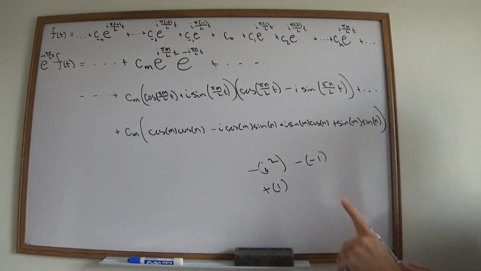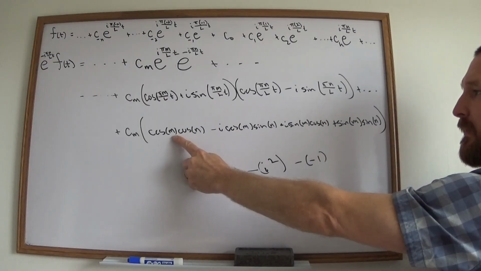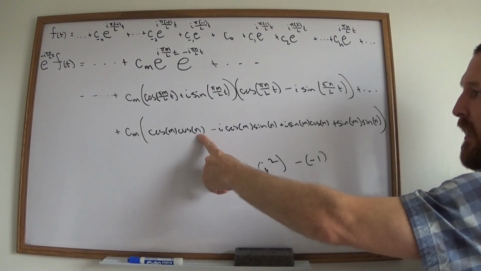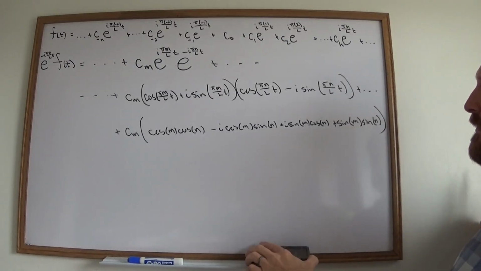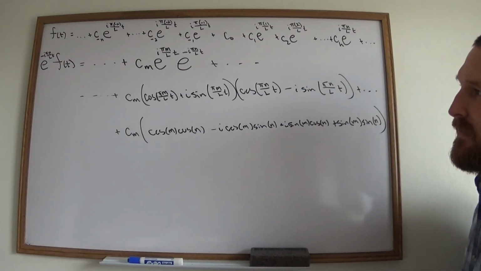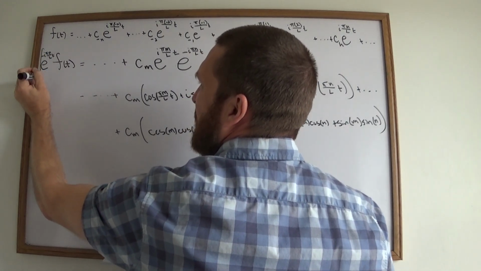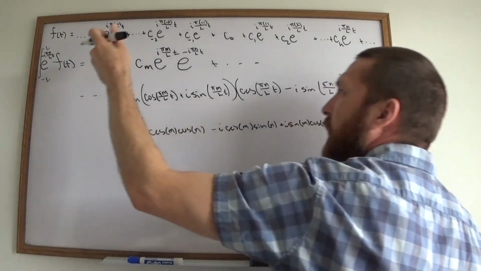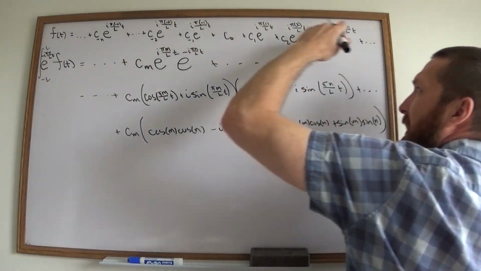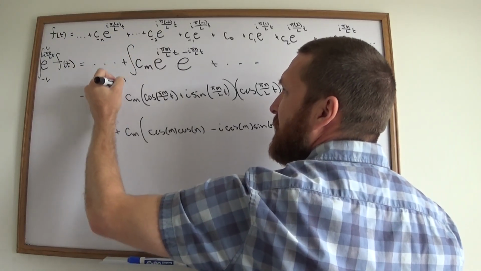And I'm just being lazy by not writing out everything that's in there. That's actually pi m over L t, pi n over L t, but I'm just doing that, right? Okay, now, this is the big payoff here. Because now when I integrate this from negative L to L, I integrate every single one of these terms, right? Every single one.